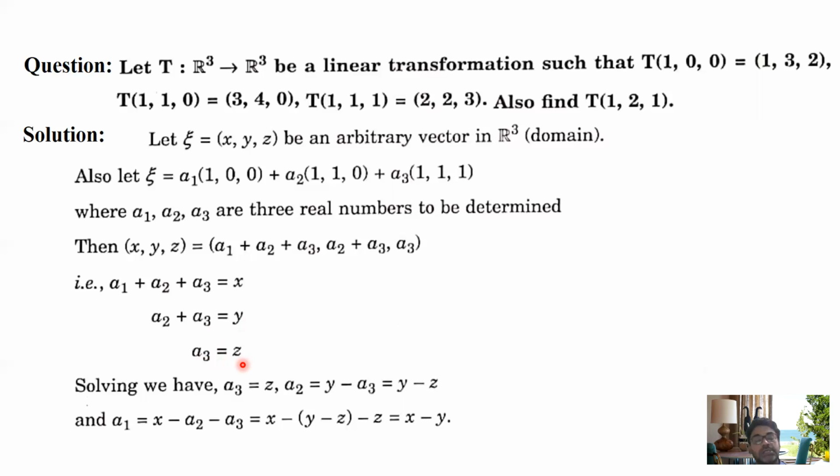Clear? So from here, what is our target? Our target is to find the values of A1, A2, A3. So it is clear A3 is equal to z. If I substitute the value, A2 is equal to y minus z. When I put A2 and A3 in equation number 1, we can get the value of A1. A1 is equal to x minus A2 minus A3, where A2 is y minus z and A3 is z. So after simplification, x minus y. So A1 is equal to x minus y, A2 is equal to y minus z, and A3 is equal to z.